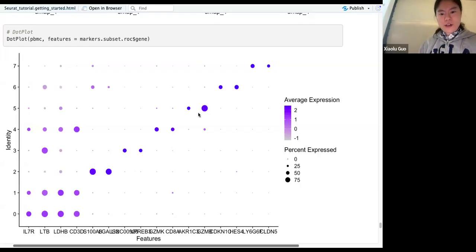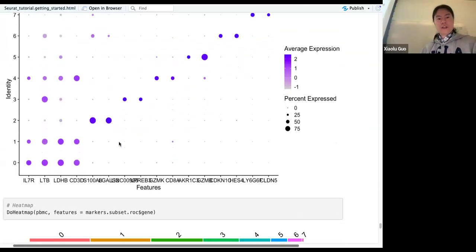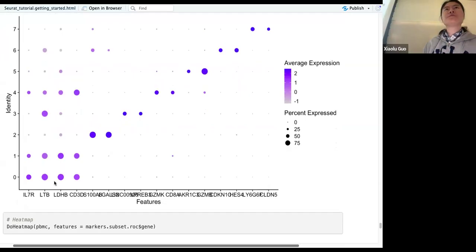However, like here, this one, cluster 5. These 2 genes are the cell marker genes that we identified for cluster 5. We can see this seems only expressed in cluster 5, and not only highly expressed, but with a high percentage of cells expressing it. So that's a good marker. This is a good marker. However, this one is a marker that you need to check carefully.